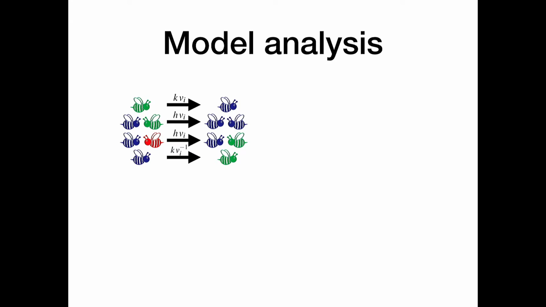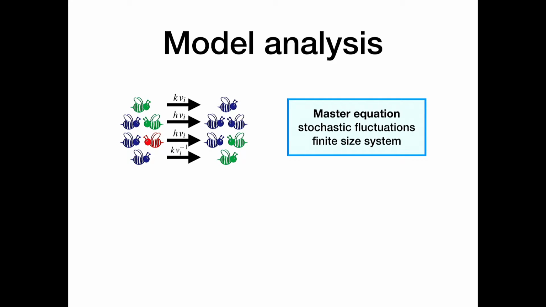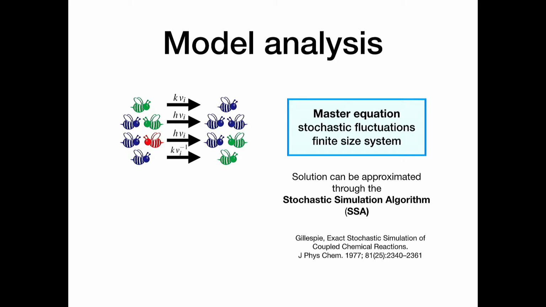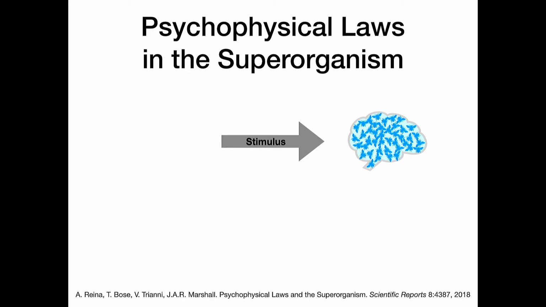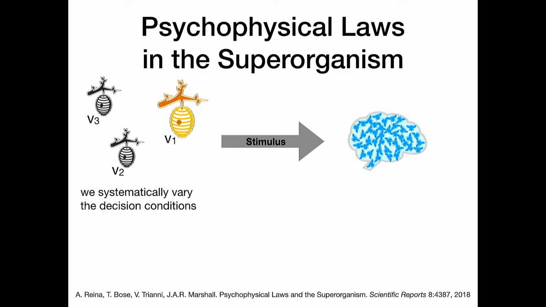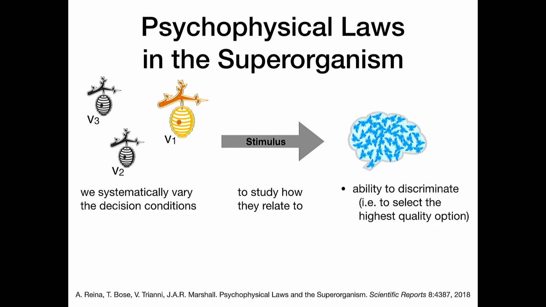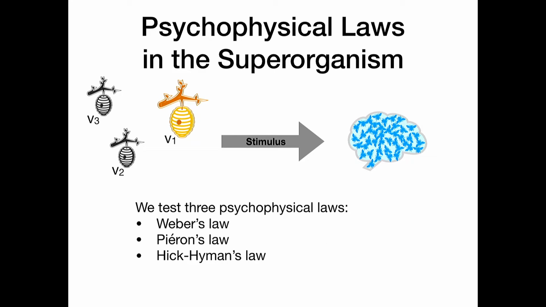So going back to the main presentation, we use this tool to approximate the solution of the master equation through the stochastic simulation algorithm. We did so to study whether our superorganism responds to psychophysical laws, in agreement with them. We systematically vary the decision conditions, quality, and number of potential nest sites to study how they relate to the ability to discriminate, that is, to select the best quality and location, and how much time they take to make the decision. We do that to study these three laws: the Weber, the Pieron, and the Hick-Hyman law.